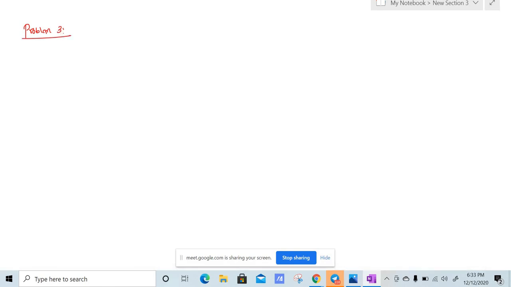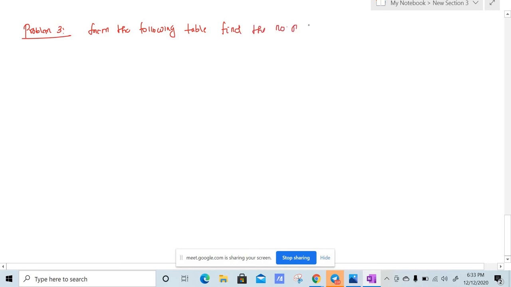Problem 3. From the following table, find the number of students who obtained marks less than 45. The table is marks, number of students.